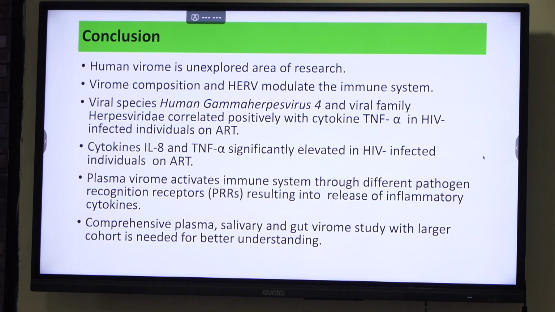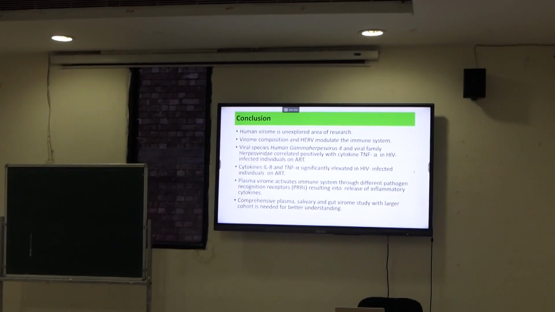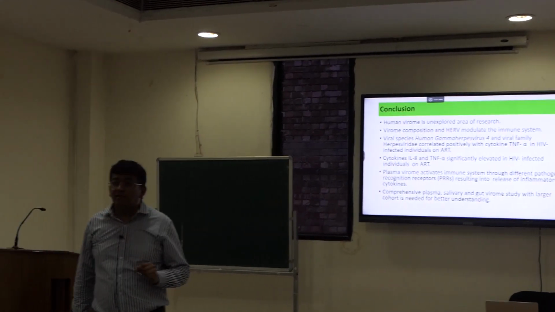Plasma virome, as I said, we do not know whether there is a live virus. We believe there is a viral transcript floating in peripheral blood. If that is happening, plasma virome can activate the immune system through different kinds of pattern recognition receptors. What are pattern recognition receptors? You may know various TLRs. When they get inside the cells, they can also interact with RIG-like receptors.